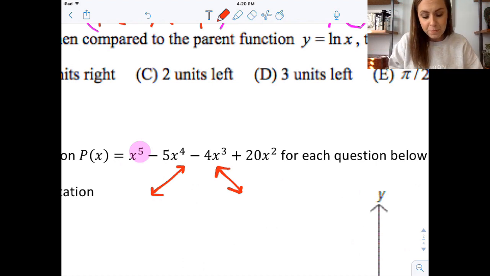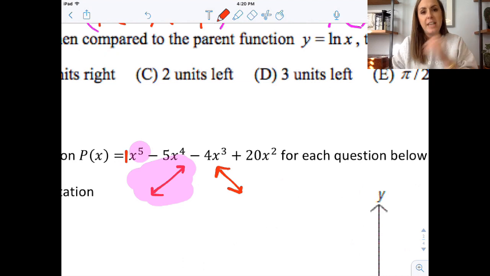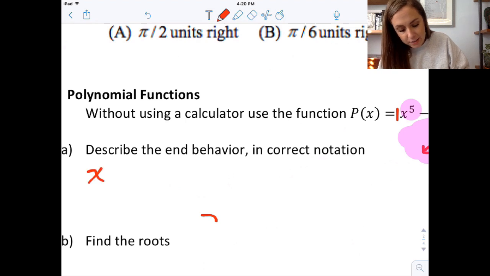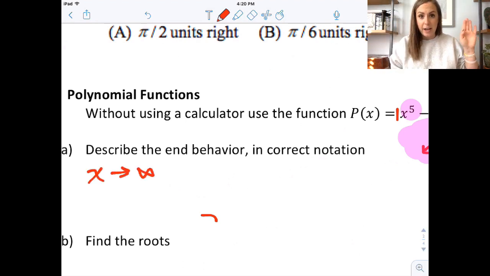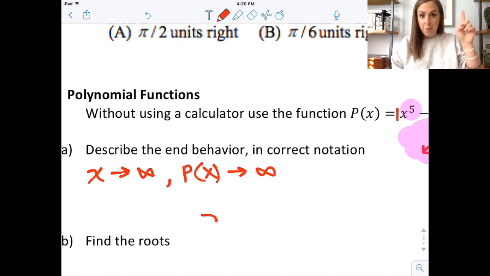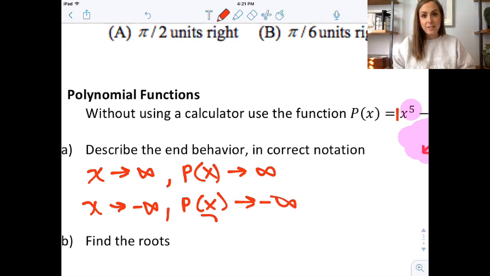Then I need to know what my leading coefficient is. Here it's a 1, which is nice. That's positive. So that tells me that I have a positive leading coefficient. And so it will be like a line with a positive slope. It will go down on the left, up on the right. So what I know then is that as x approaches infinity, that's the right side, p of x should approach infinity. That's going up. As x approaches negative infinity, p of x should approach negative infinity. That's going down. Because on the left, it's going down, and on the right, it's going up.